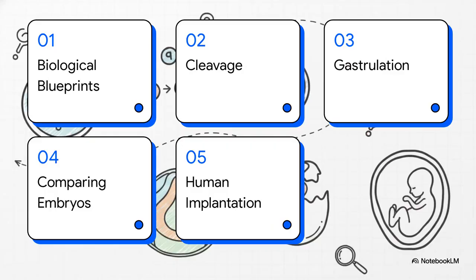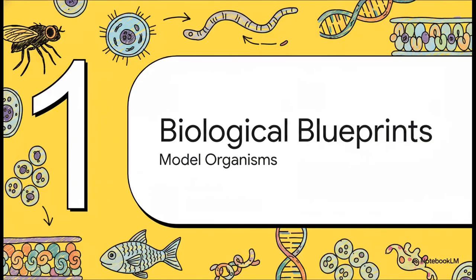Here is our syllabus for today's construction project. 1. Our biological blueprints. 2. Cleavage, the first divisions. 3. Gastrulation and germ layers. 4. Comparing embryonic construction. And 5. Human implantation and the placenta. Section 1. Our biological blueprints.